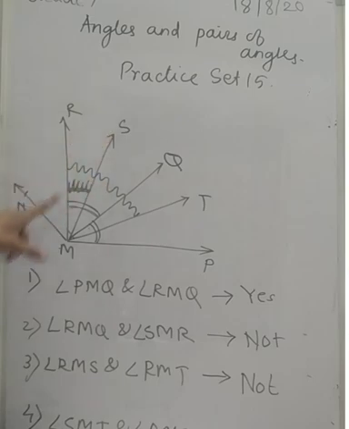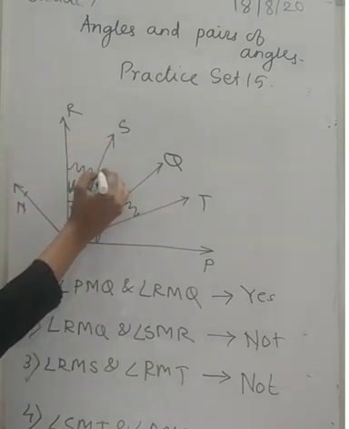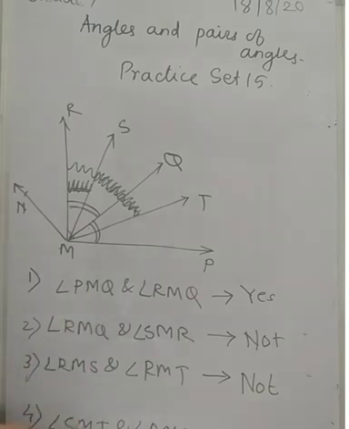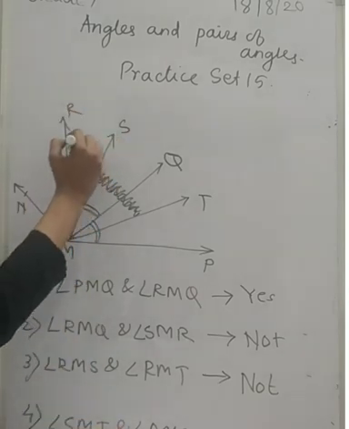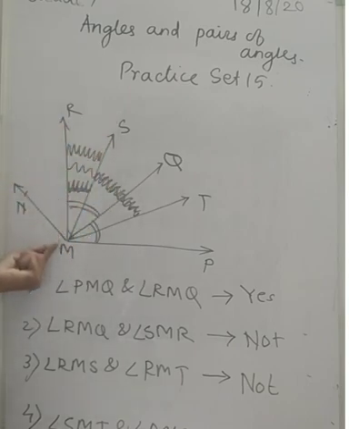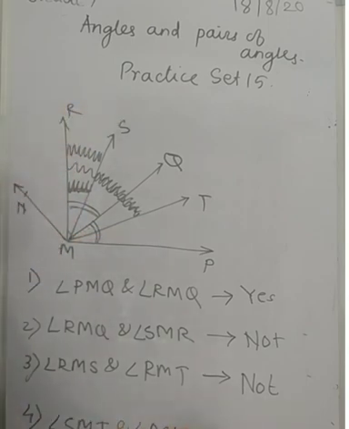SMT, that means this much, this angle, and RMS, this. Now this has a separate interior and this also has a separate interior, plus SM side is common with common vertex M. So yes, these are adjacent angles.